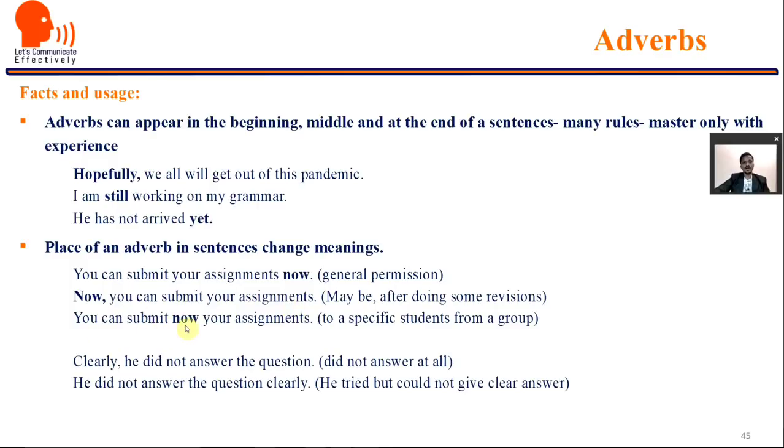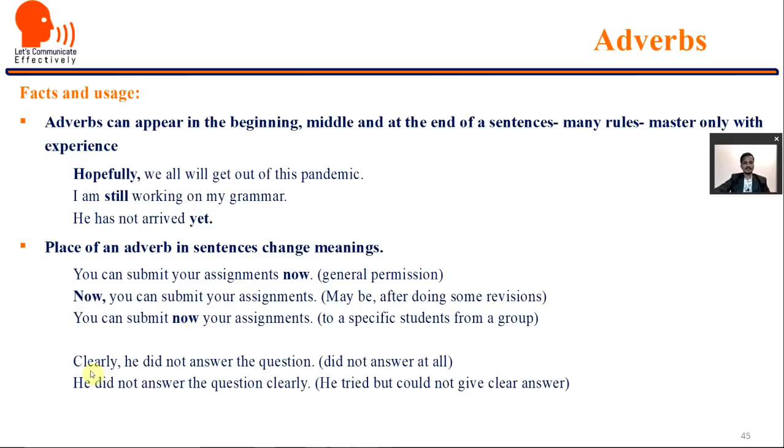You can submit now your assignments, to specific students from a group, like you can submit now your assignments. Maybe the student is given some punishment and has been made to wait. So after some time the professor is saying you can submit now your assignments.